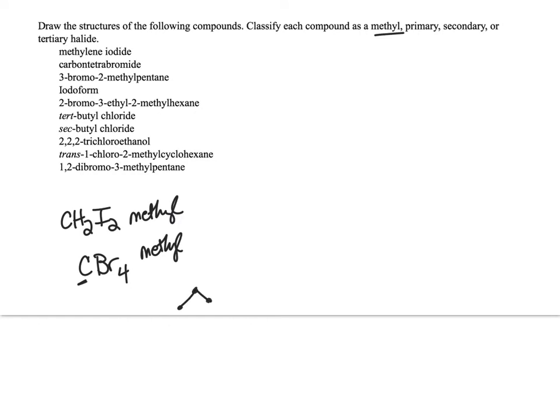2-bromo-2-methylpentane. So let's draw pentane. 1, 2, 3, 4, 5. And then on the 3, we put the bromo. On the 2, we put the methyl. And then we look at this carbon that's connected to the bromine and say, how many carbons is this carbon connected to? Connected to 2. So that makes it a secondary.